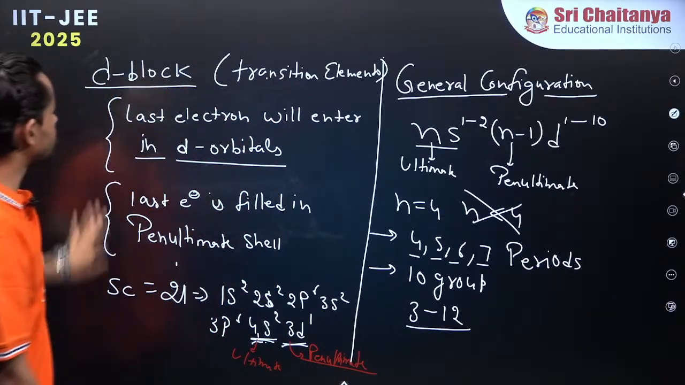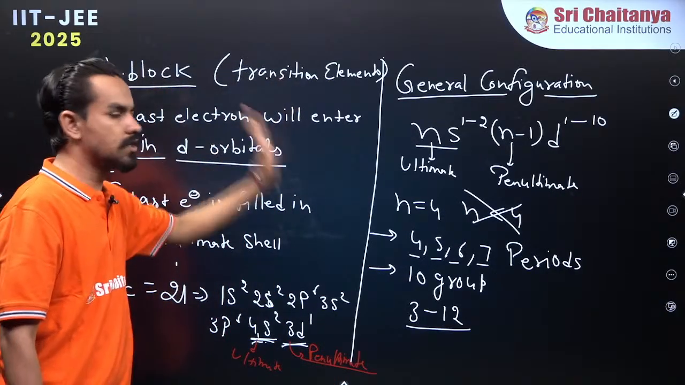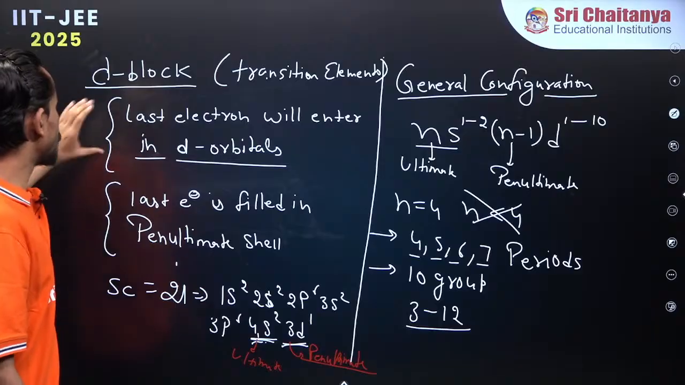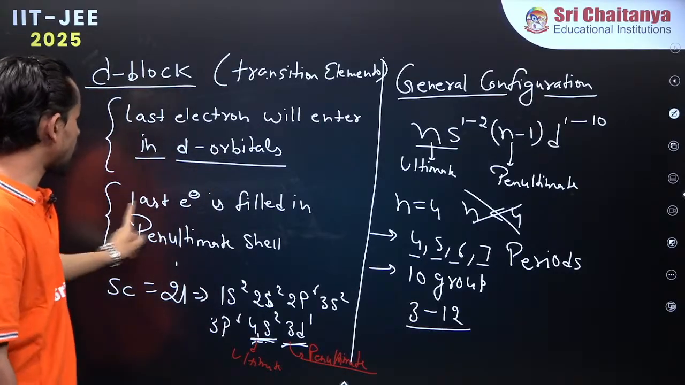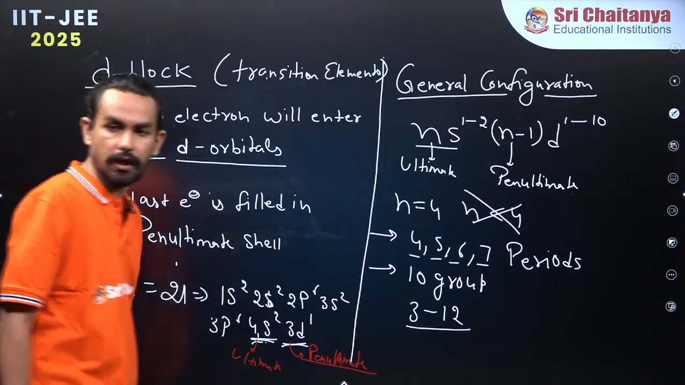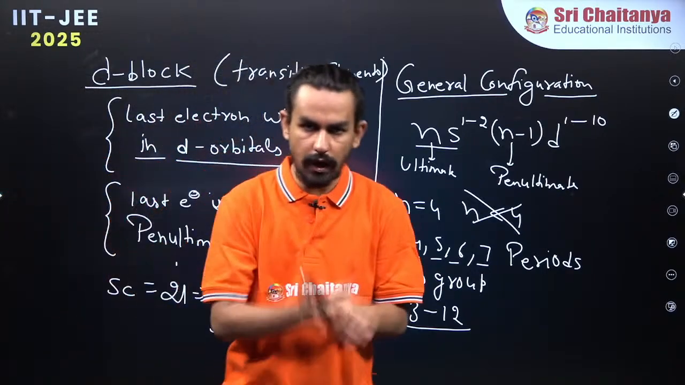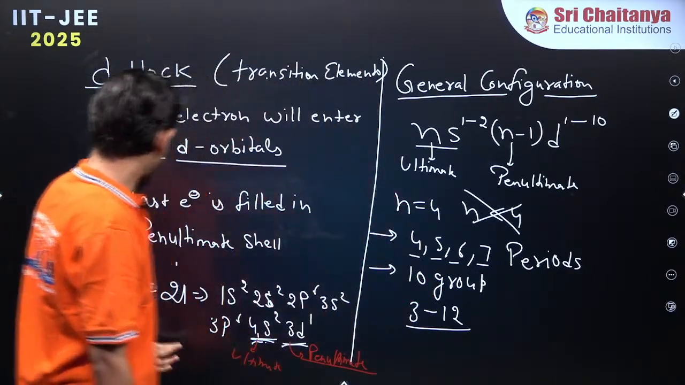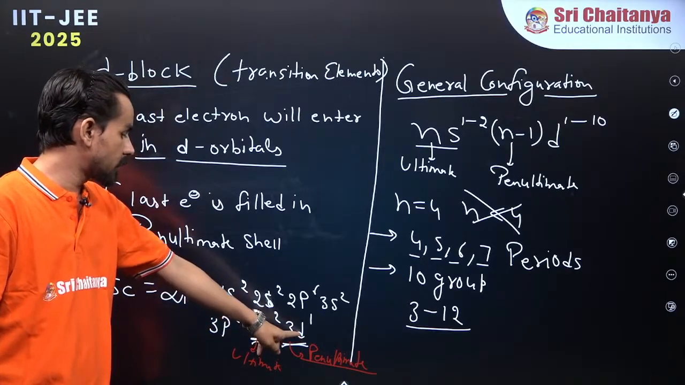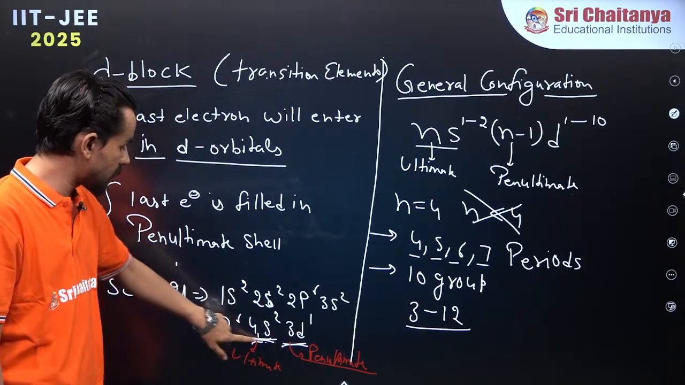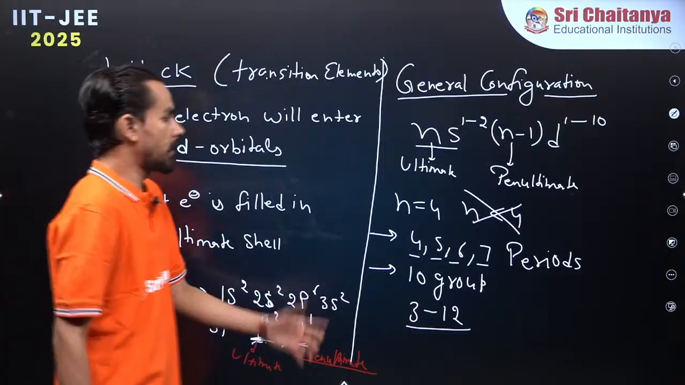Then after that came the D block. The D block is also known as transition elements, in which the last electron enters the D orbital. This last electron is filled into the penultimate shell. Penultimate means one after the outermost. For example, in scandium the last electron is filled in the 3D subshell, whereas the outermost shell is the 4th one. So it is the penultimate shell.